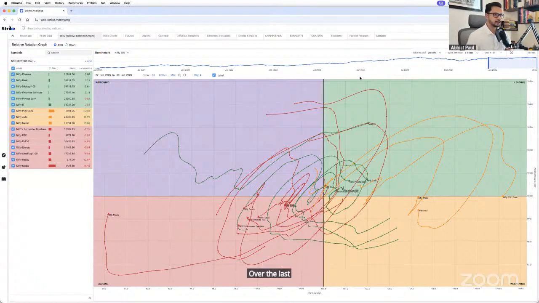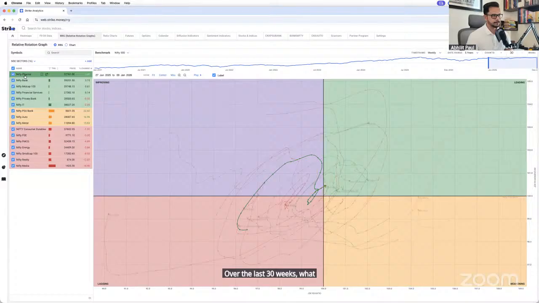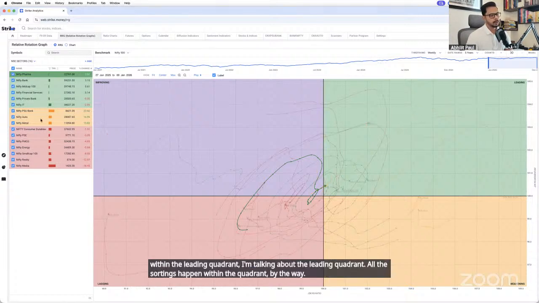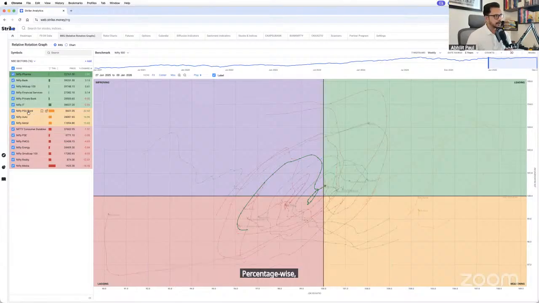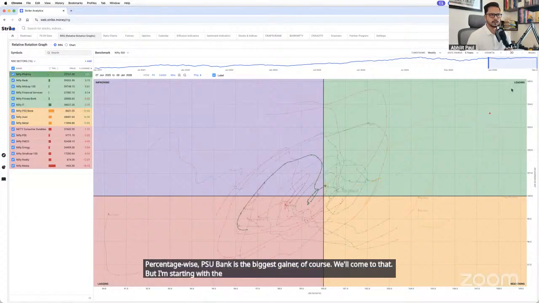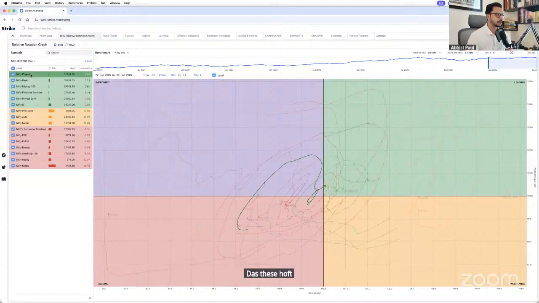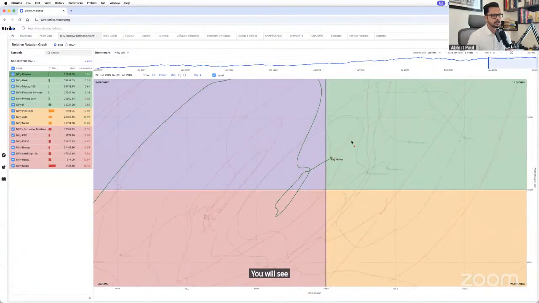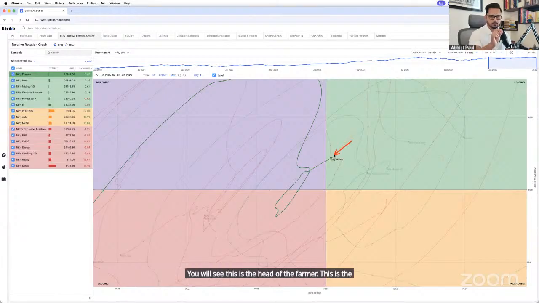Over the last 30 weeks, what we find is pharma is relatively within the leading quadrant. I'm talking about the leading quadrant. All the sortings happen within the quadrant, by the way. Percentage-wise, PSU Bank is the biggest gainer, of course. We'll come to that. But I'm starting with the green quadrant, which is the leading quadrant. Leading quadrant के अंदर last 30 हफ्तों में CNX Pharma is the biggest gainer. And if you zoom in, you will see this is the head of the pharma. This is the last point.